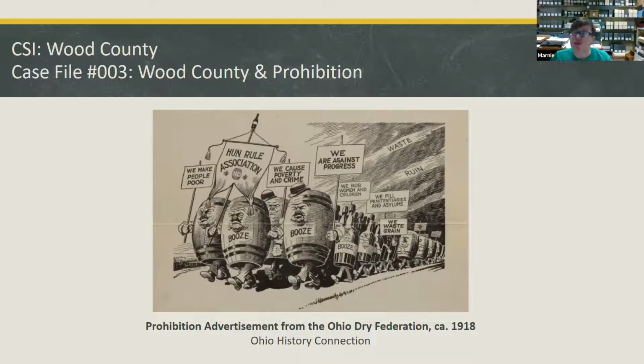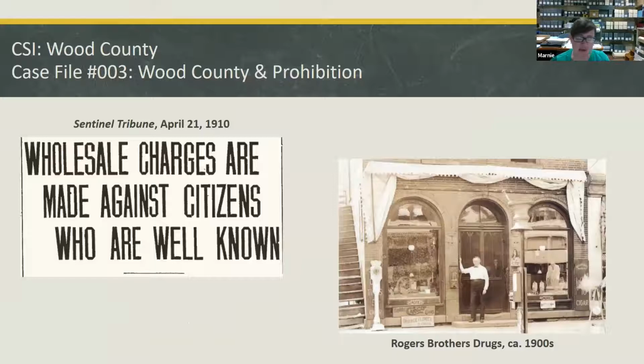And one of the most famous drugstores in Bowling Green's history, Rogers Drugstore, was one of the places that you could get this scientific alcohol. Now, Rogers, as some of you probably know, was a very long-standing business in Bowling Green, operated up until the 1980s.